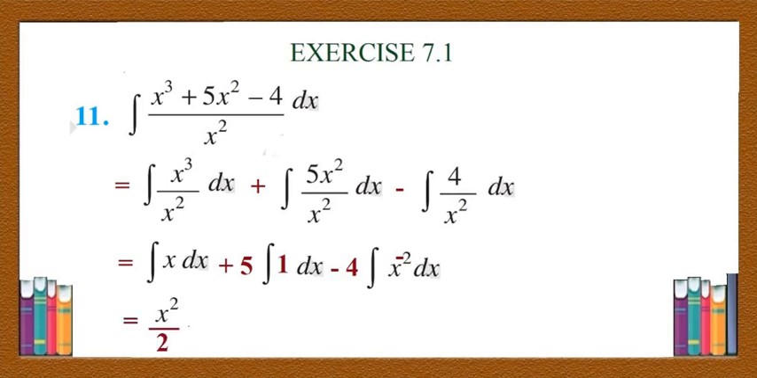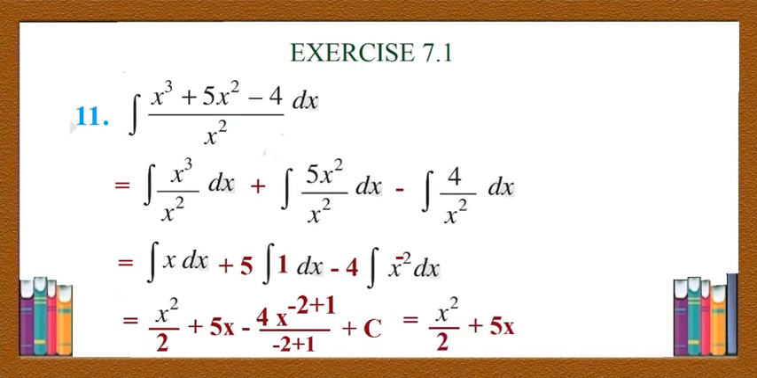That's equal to x square by 2 plus 5x minus 4 x to the power minus 2 plus 1 divided by minus 2 plus 1 plus c. And you can simplify this, that's equal to x square by 2 plus 5x, here minus minus plus 4x to the power minus 1 plus c is the answer for this question.